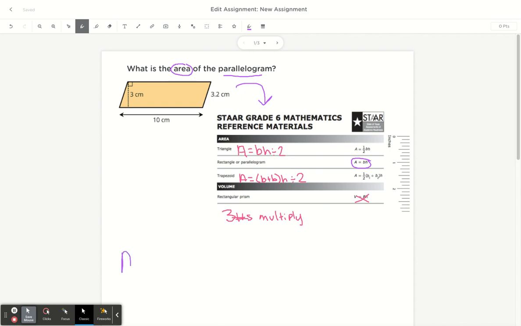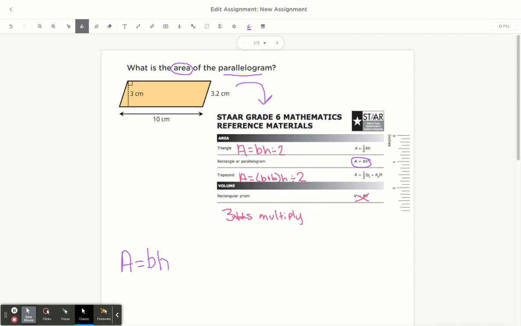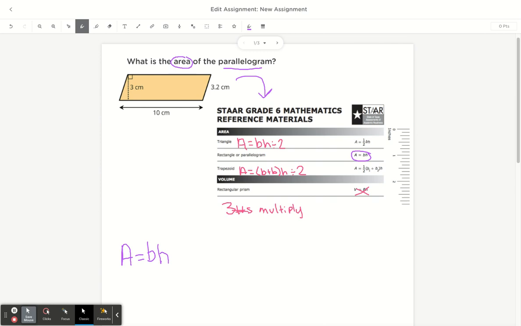So I'm going to write the formula. You always write the formula. Every single time, write the formula. It is a roadmap. It's directions. It tells you what to do, okay? So my formula says I take the base and I multiply it by the height.